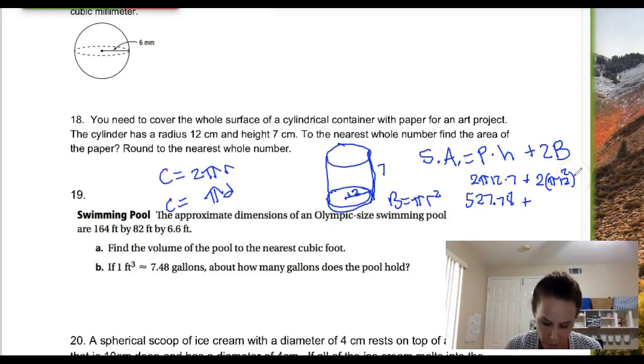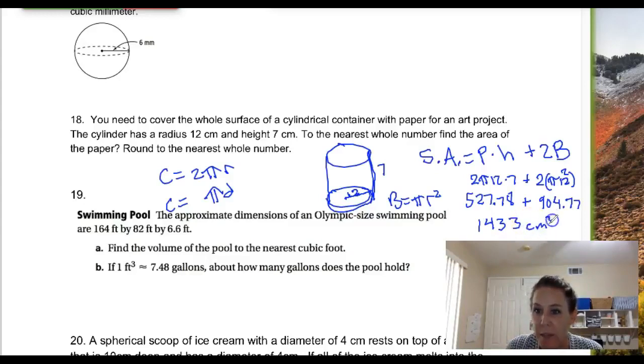We got 12 times 12 times 2 times pi. And that's going to give me an approximation of 904.77. Add those together. 527.78. And we're going to get approximately 1432.5. So 1433 if you round up. If you didn't round these, you would end up with 1432. So it's fine if you have either answer.